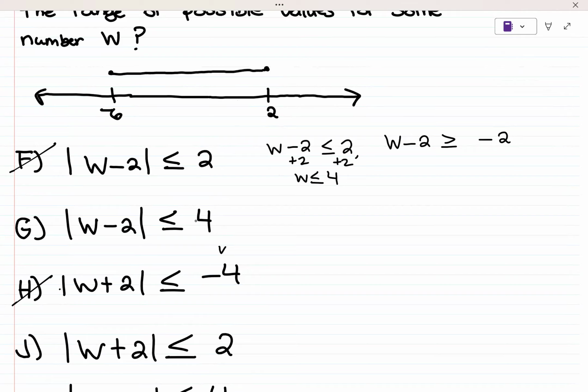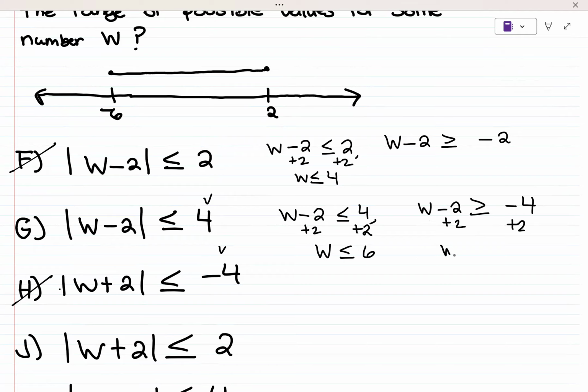So G, there's nothing near the absolute value. This number is positive, so write out your two inequalities. W minus 2 is less than or equal to 4, and the other one is W minus 2, flip the sign, so it's greater than or equal to -4. Then solve for W. I'm going to add 2, so you get W is less than or equal to 6. Same thing here, you're going to add 2. You get W is greater than or equal to -4 plus 2, which is -2.